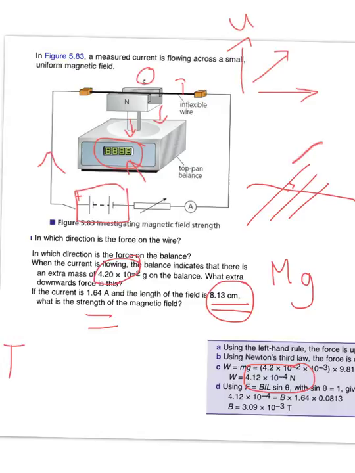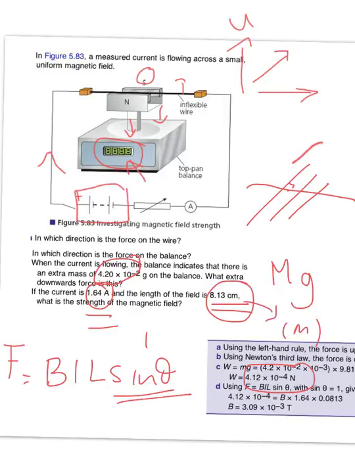So we're just going to use the equation for this theory, which is BIL, with sine of the angle equal to 1. Okay, so you just substitute your values in there for current and length. Remember, centimeters, no, we want meters. And you should be able to get a value of B.